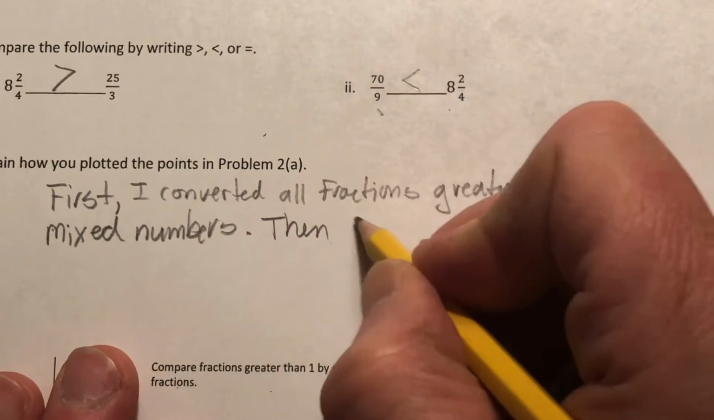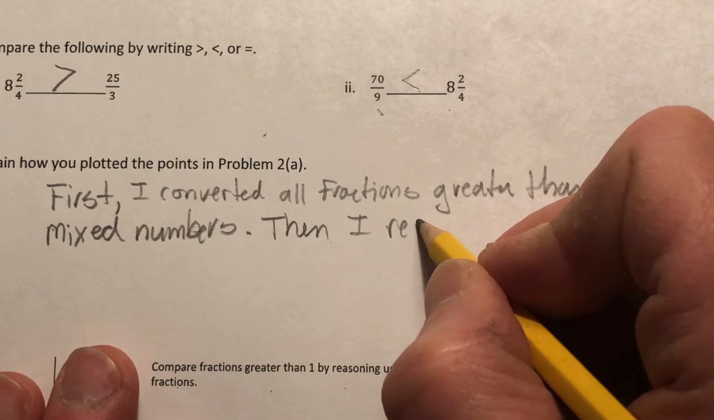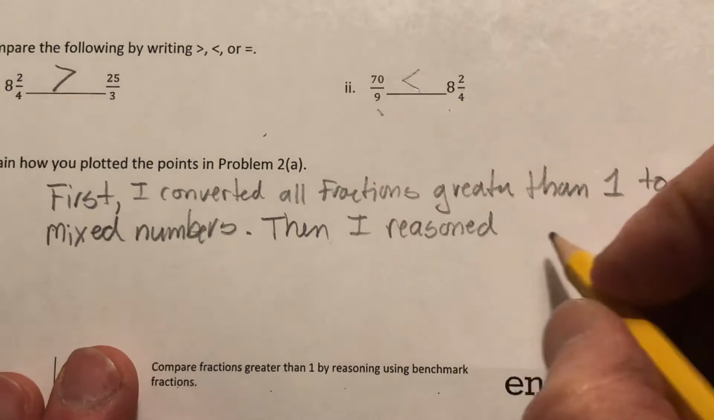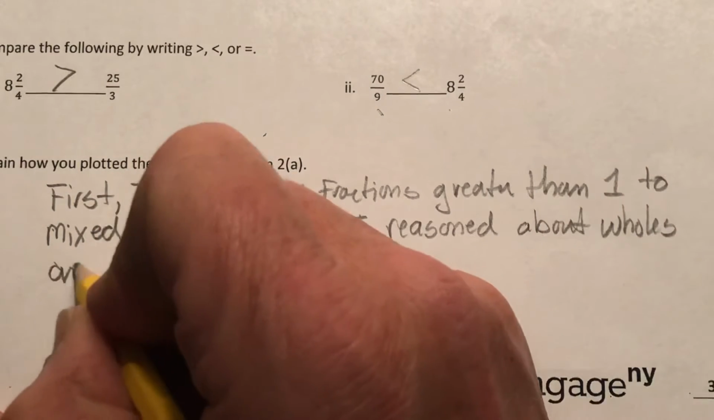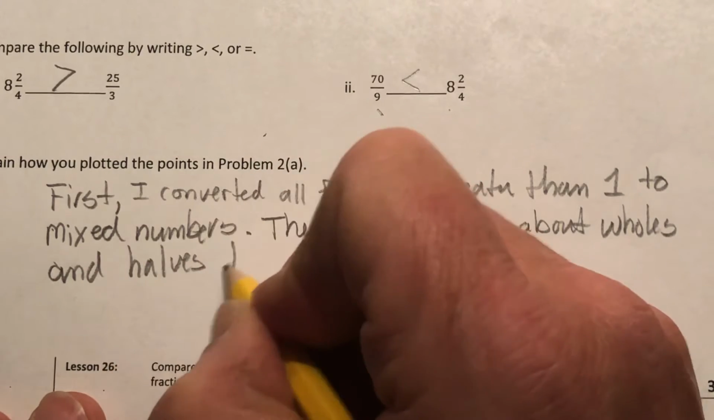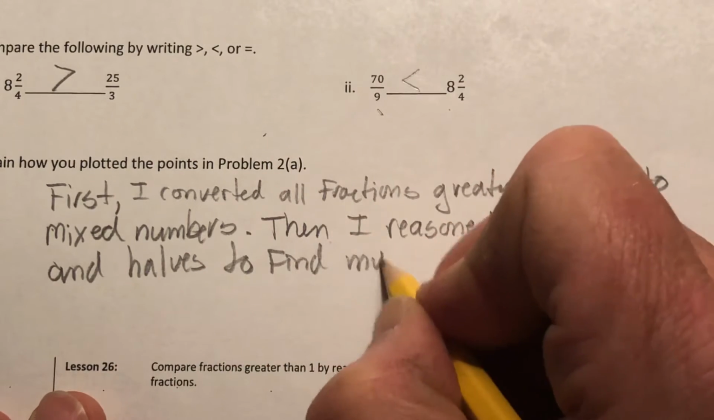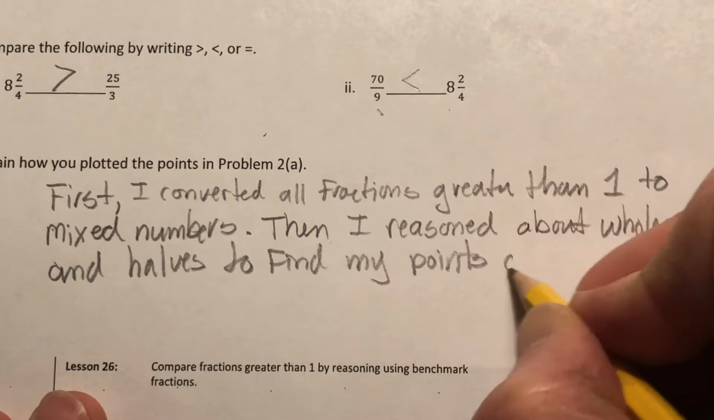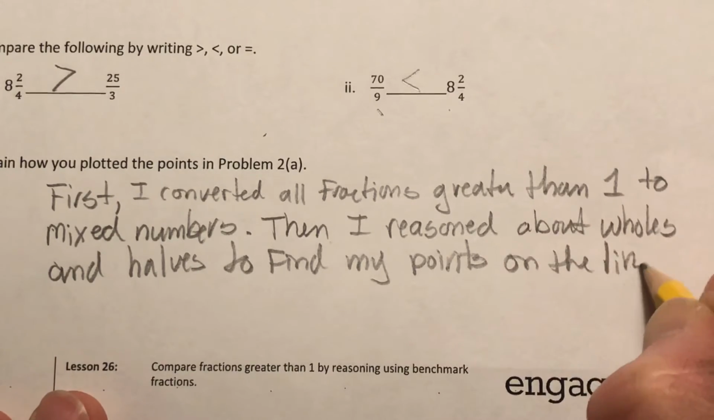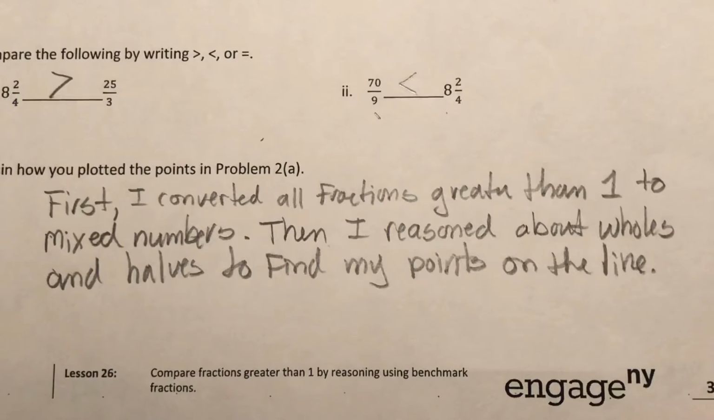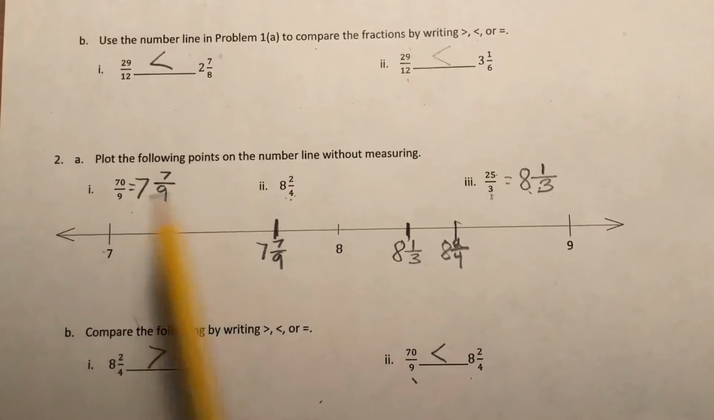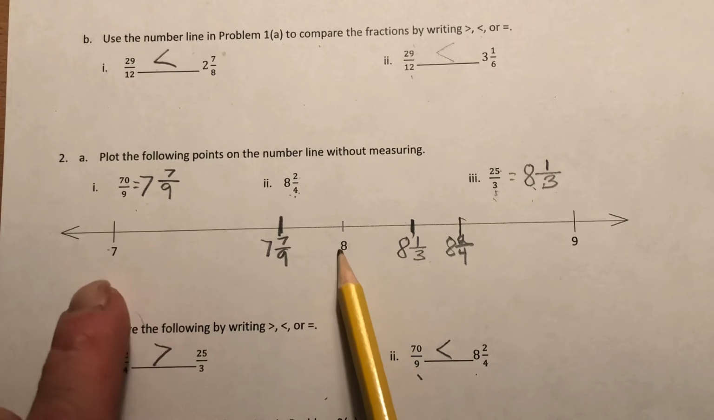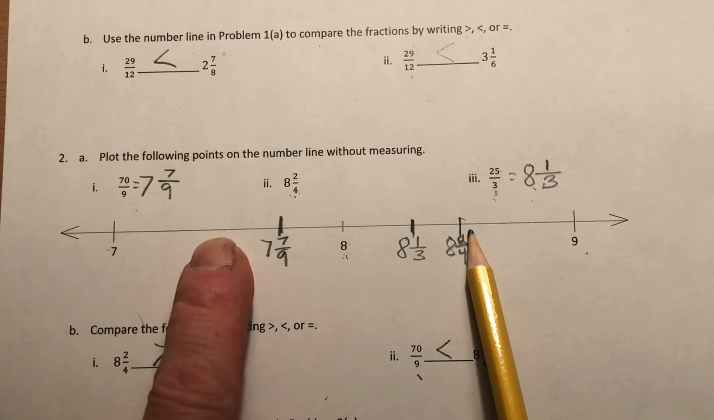Then I reasoned about wholes and halves to find my point or points on the line. Okay? You can pause that so kids can get that written down. So basically, what I'm saying here is that I converted my fractions greater than 1 to mixed numbers, and then I reasoned about my wholes, 7, 8, 9, and my halfway points to figure out where they would land on the line. Okay?